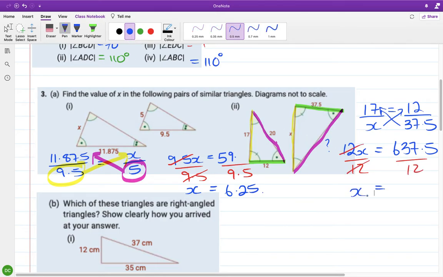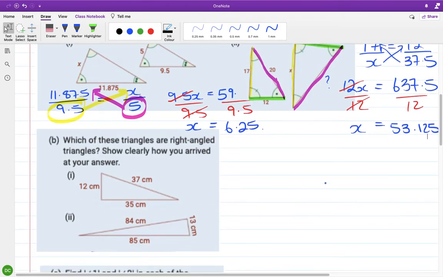So x equals 53.125. Divided by 12, 3.125 times bigger, so multiply that by 17. Yeah, 53.125 seems right. Okay, that's that one.